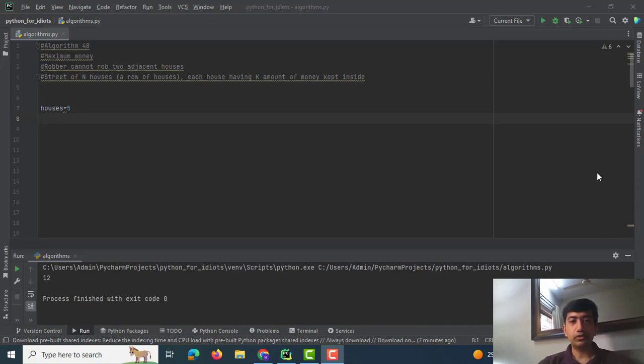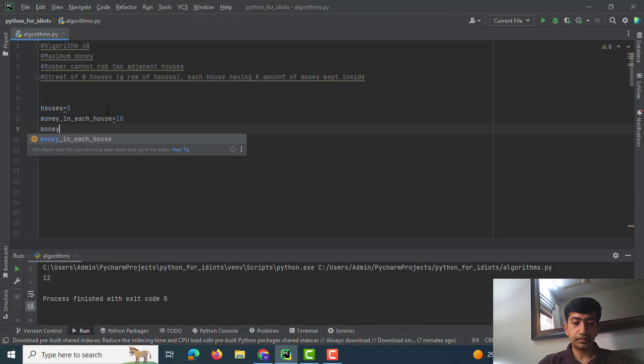In this task we need to find the maximum amount of money a thief can rob from a street of houses. The condition is that the thief cannot rob two adjacent houses. So let's say in a street there are 5 houses. I make a variable money in each house equal to 10. Now we make money robbed.